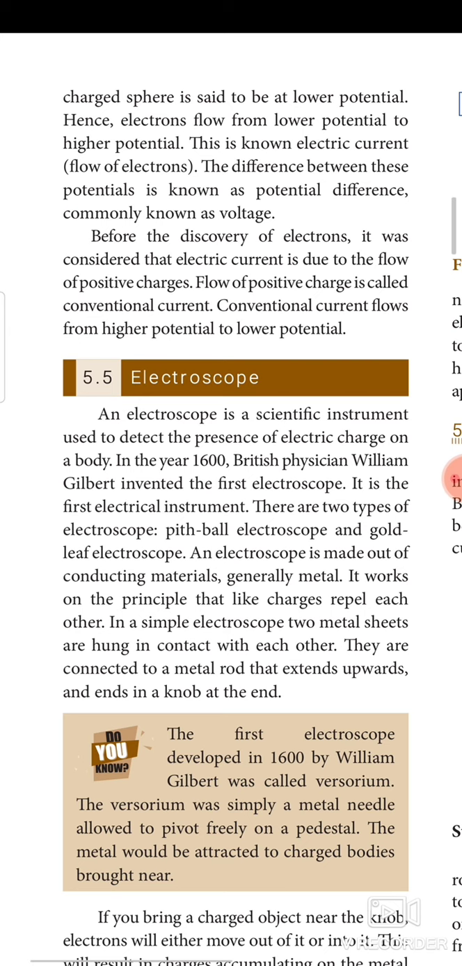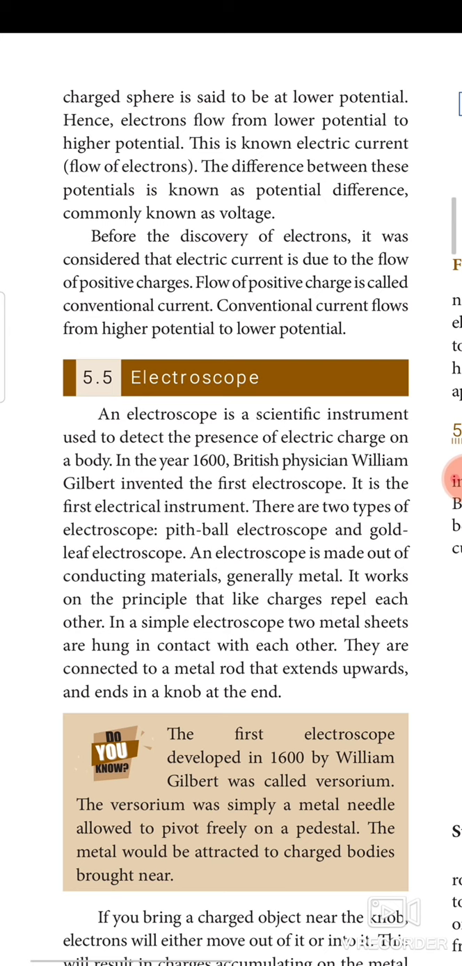An electroscope is made out of conducting materials, generally metals. It works on the principle that like charges repel each other. In a simple electroscope, two metal sheets are hung in contact with each other. They are connected to a metal rod that extends upward and ends in a knob at the end. If you bring a charged object near the knob, electrons will either move out of it or into it. This will result in charges accumulating on the metal leaves inside the electroscope.